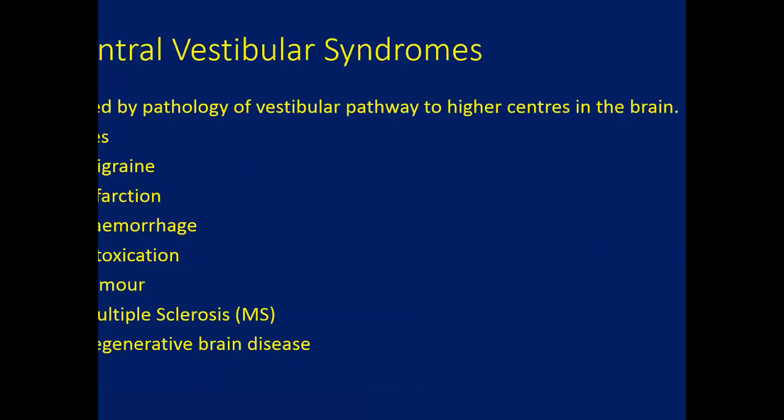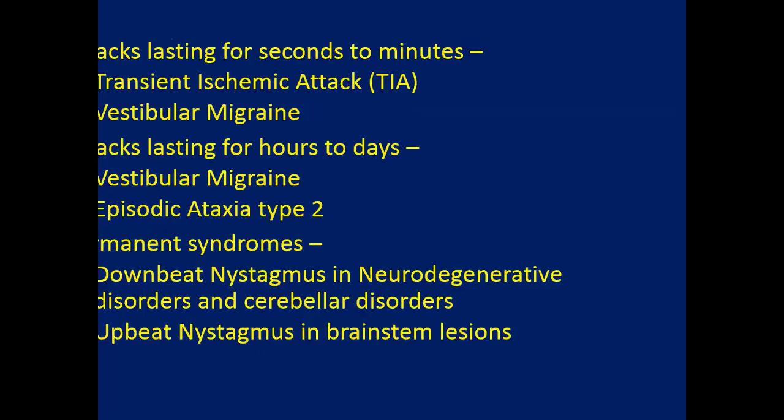So I'm going to talk about central vestibular syndrome also a little, because I told you the patient does not know whether they have central or peripheral. So when they come, we have to distinguish. These are the common central conditions. That means infarction, hemorrhage, those things, brainstem CVA, migraine, and degenerative brain disorders like multiple sclerosis.